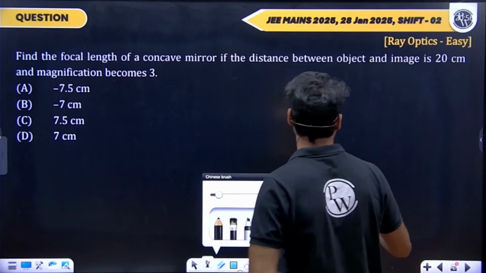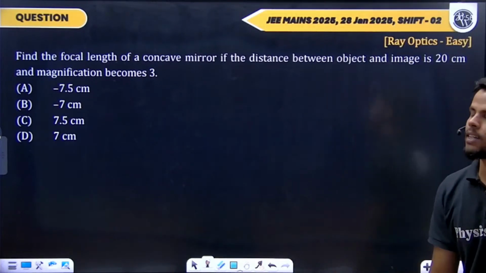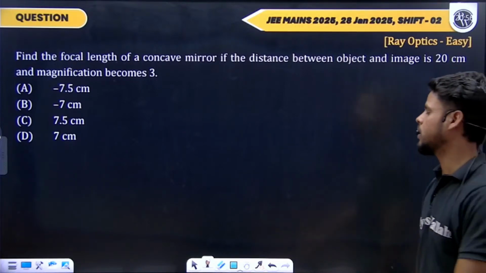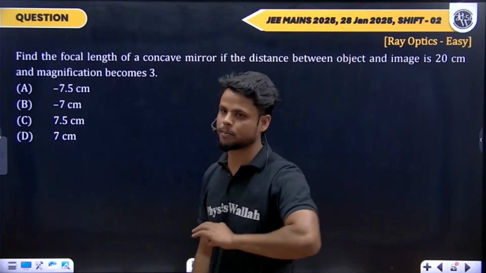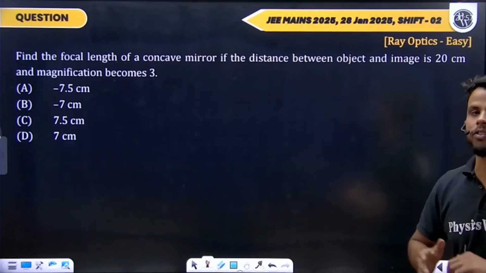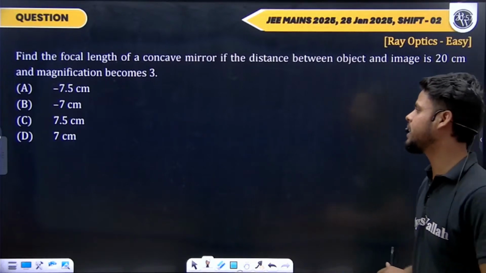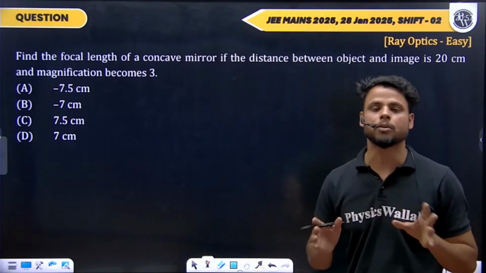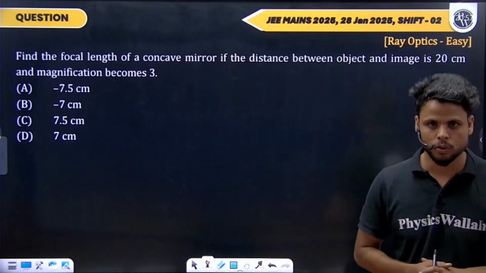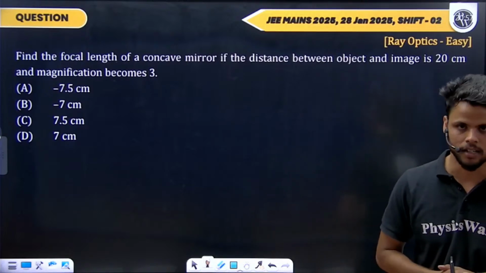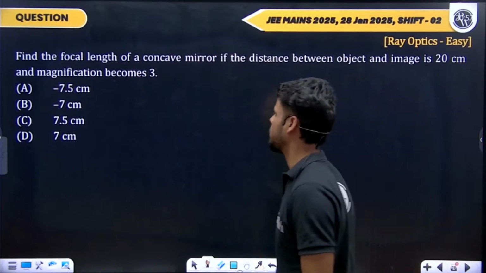Now moving to the next numerical. This numerical is from ray optics, and this is also of easy level. This is not that difficult, but yes, we will get certainly some amount of calculation in this numerical. This will be a little bit time consuming. First of all, we will read the complete numerical, and we will try to plot some diagrams, and get some numerical data, and after that we will be solving it.